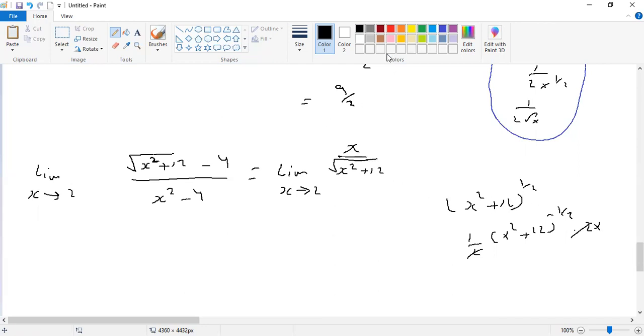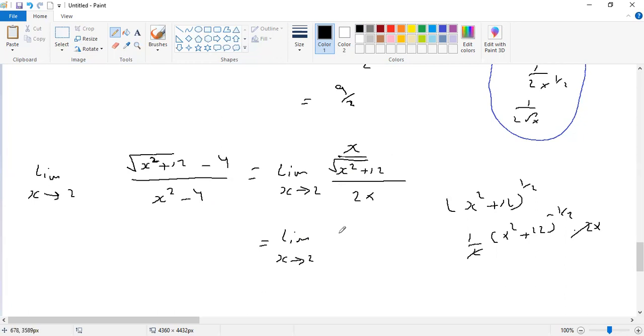So this is half, the first one, and half minus 1 will be negative half. The derivative of x squared is 2x, so we cancel and then we have x over this one, because the power is negative half. The derivative of the 4 is 0. No need to even write the 0. So the denominator's derivative is 2x.